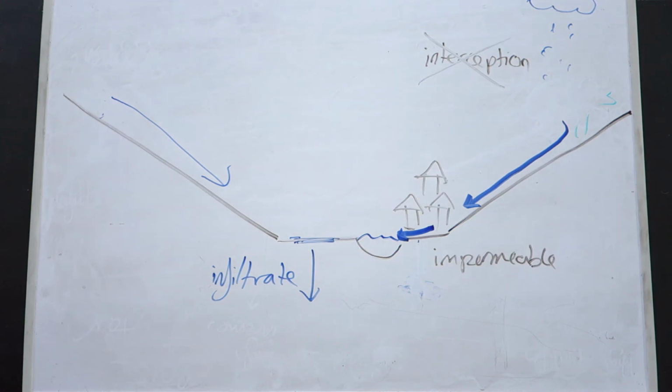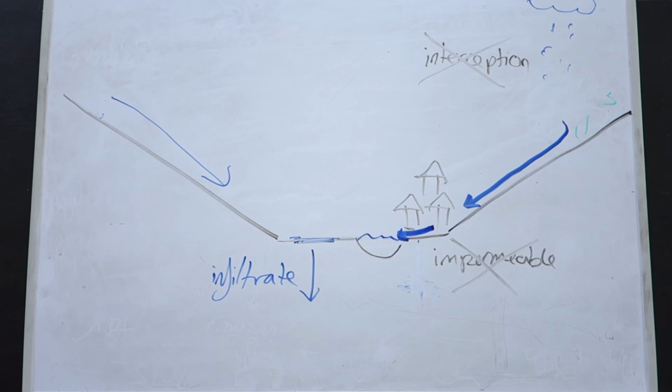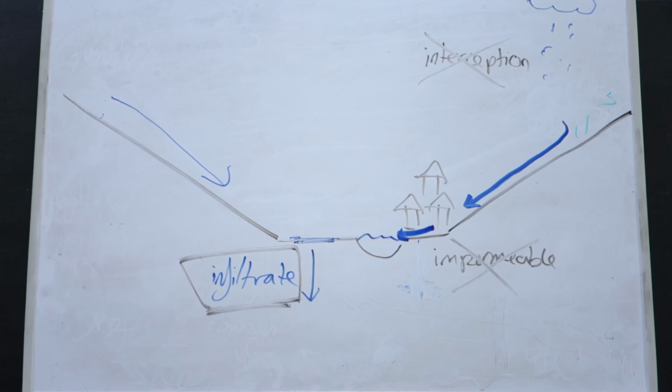We can also decrease the amount of impermeable surfaces. So if there is permeable rock, or if people are using permeable surfaces when they build urban areas, again, that allows the water to infiltrate into the soil, reducing the amount of surface runoff.